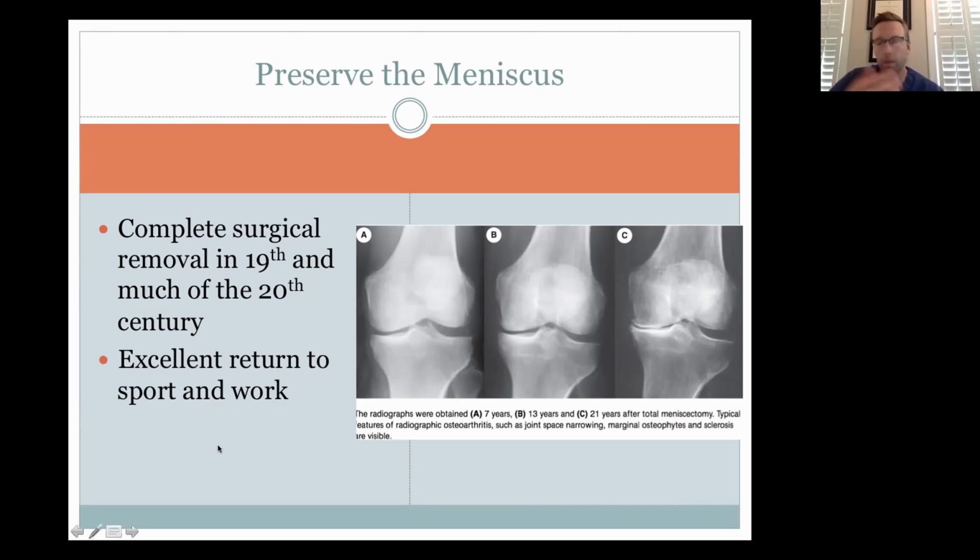And then as we found out that that wasn't a good idea, they still would be aggressive at removing the meniscus when it was torn.